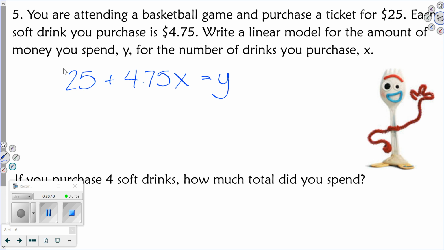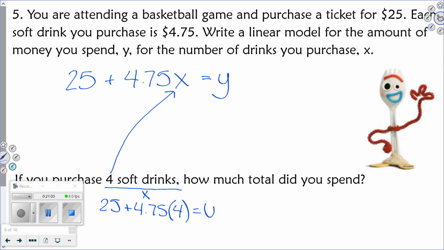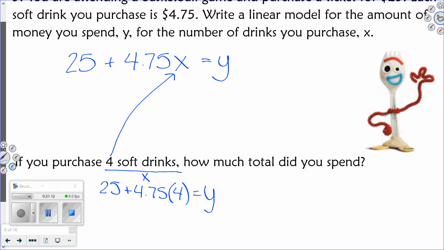All right, so then the question asked, if you purchase 4 soft drinks, how much total did you spend? Does the 4 go in for X or does the 4 go in for Y? That is X. That is 4 soft drinks. Soft drinks were X. So that's going to go right there. So 25 plus 4.75 times 4 equals Y. So how much money, you can just type that right in the calculator, how much did you spend? $44? I'm trusting you. Is he right?